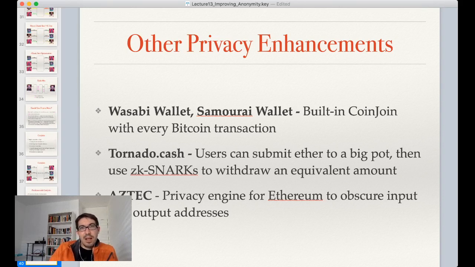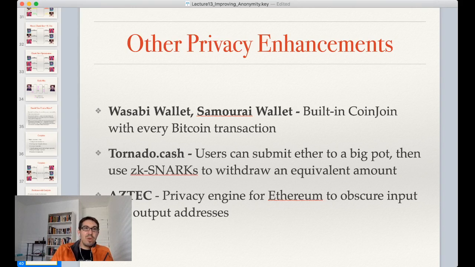And we also see privacy enhancements that are not part of the protocol, but rather implemented on top of the protocol. So there are several Bitcoin wallets that will allow you to do an automatic coin join. Tornado.cash is really interesting. It's on Ethereum, where you submit your Ether to a big pot, and then you have proof that you can withdraw an equivalent amount at some other time in the future. Aztec is a privacy engine for Ethereum that allows you to obscure the input and output addresses for a transaction.